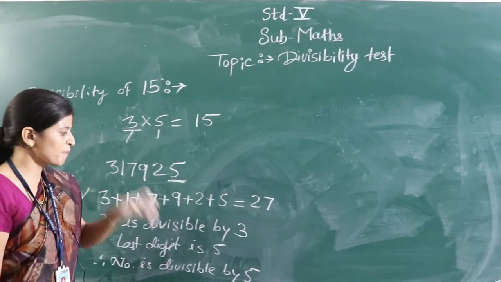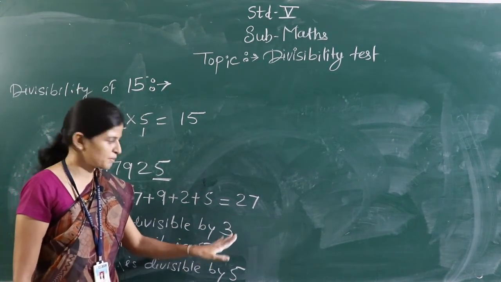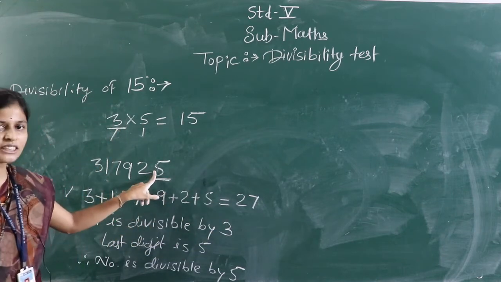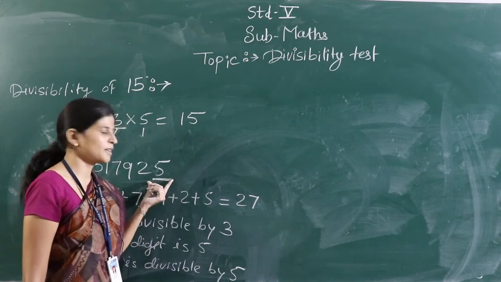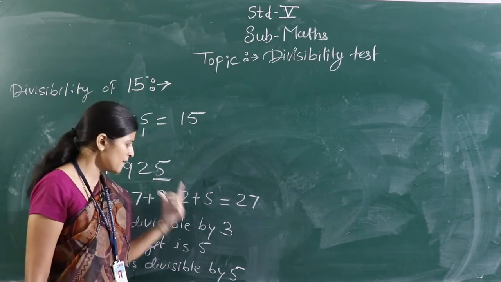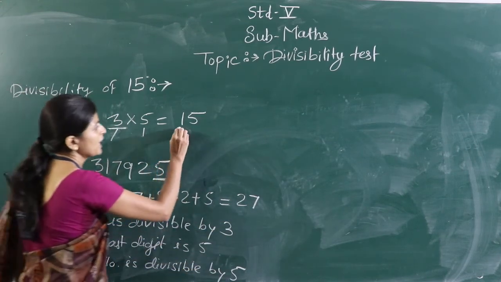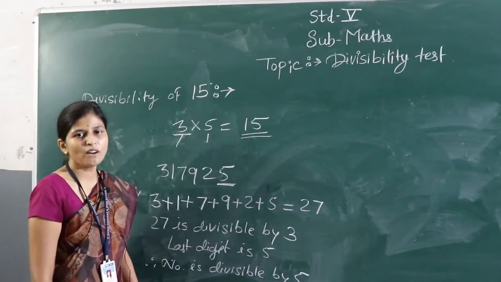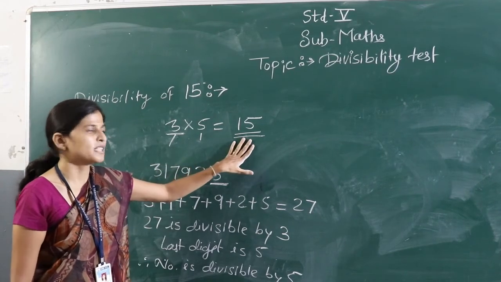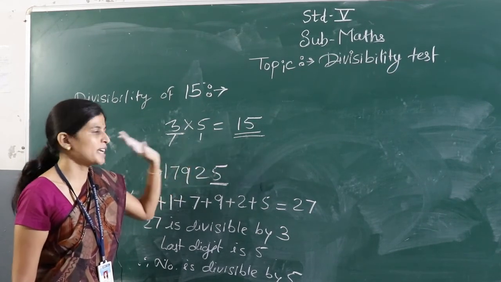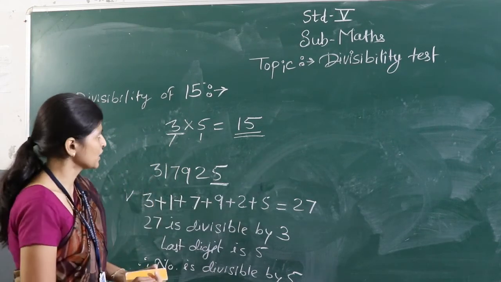Now the number is divisible by both 3 and 5. We add the digits in the number. We get the addition is divisible by 3. That means the number is divisible by 3. And the last digit is 5. And therefore it is divisible by 5, because divisibility of 5 is if the last number is 0 or 5. So the number is divisible by both 3 and 5. That means the number is divisible by 15. This is the divisibility of 15. If the number is divisible by 3 and 5 both, then the number is divisible by 15. If it is not divisible by either of them, that means the whole number is not divisible by 15. This is the divisibility of 15.